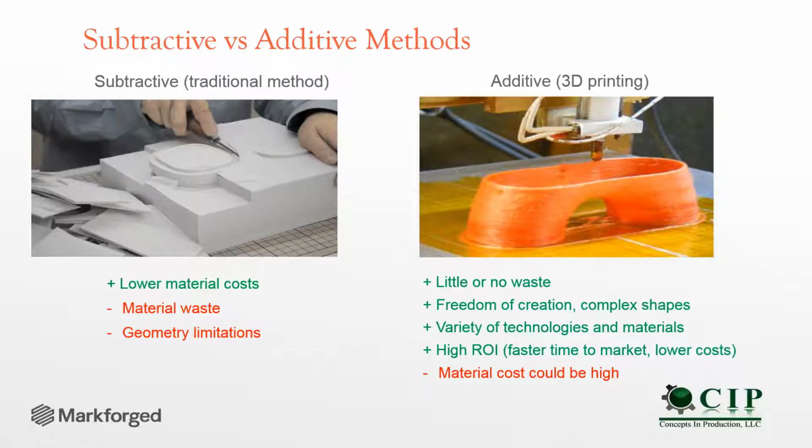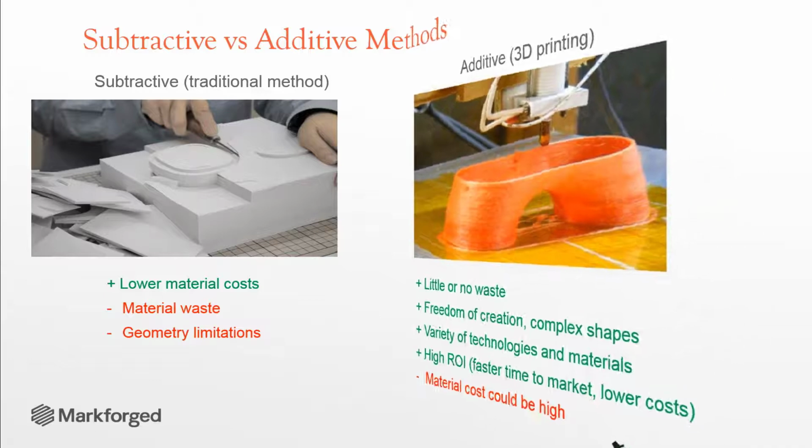Now, material cost can be high, and the key word is "can," because it all depends on what your 3D printing material is. If you're printing ABS, which is a pretty standard material, that's a pretty cheap plastic. But if you're printing some of the nylons and even carbon reinforced nylon, then your price can get higher. So it all depends on the application that you're trying to achieve.